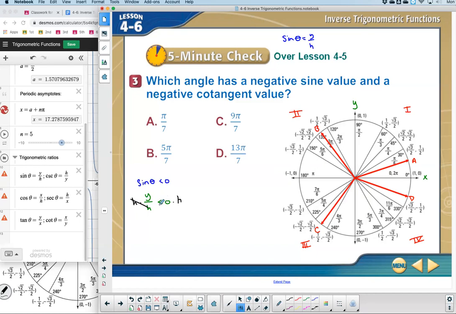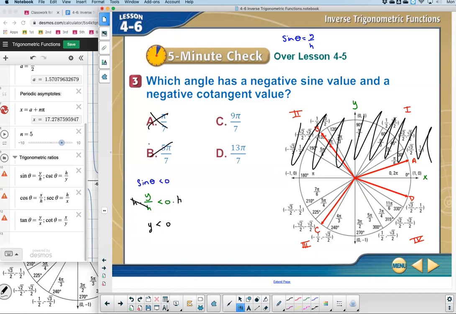Remember with inequalities, this is like an algebra 1 rule. If you multiply by a negative, you need to flip the direction of your inequality. If you multiply by a positive, it stays the same. H is always positive by rule, so the inequality stays the same direction. That means y is going to be less than 0. I just found out I can eliminate all of these. Any answer that's above the x-axis is going to be wrong because y has to be negative, which for our problem means A and B are out.